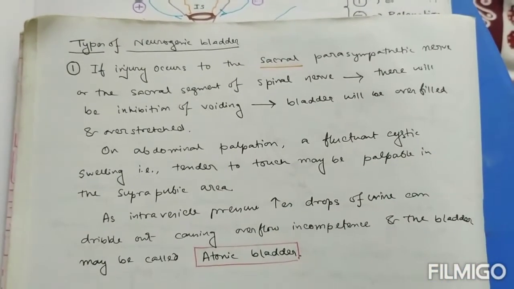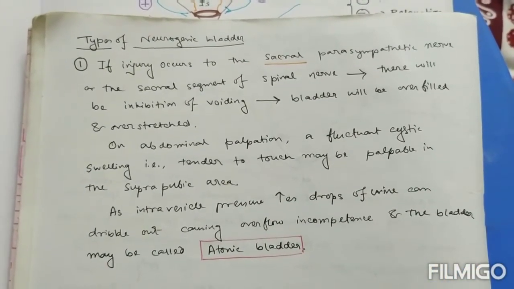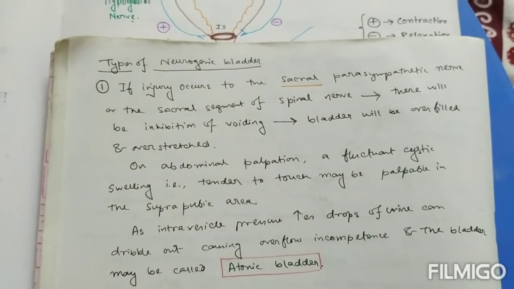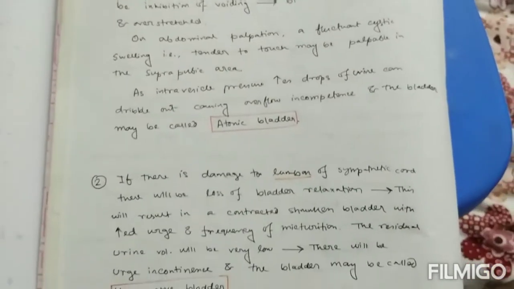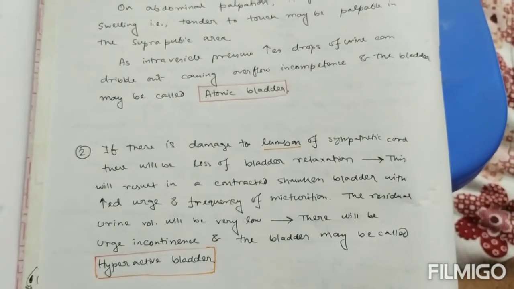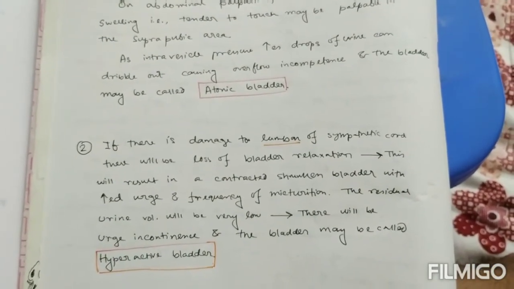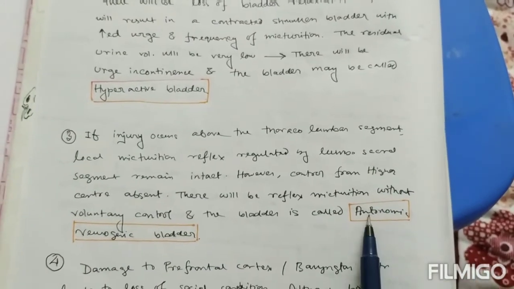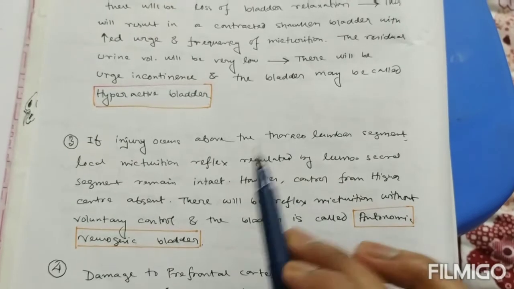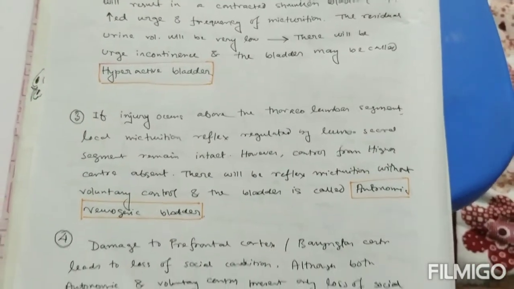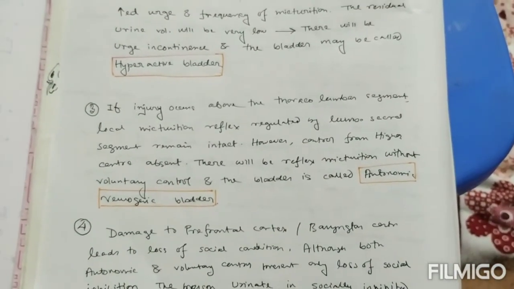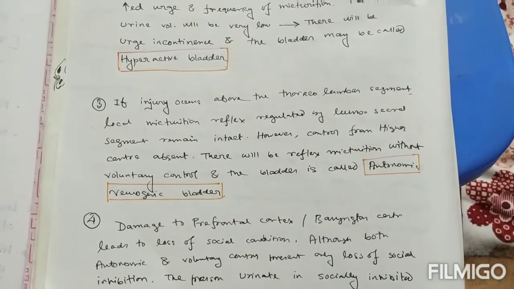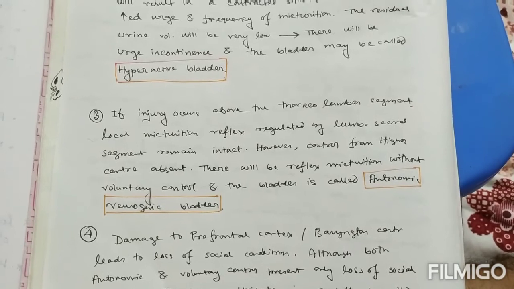So number one is atonic bladder. It is caused due to injury in the parasympathetic nerve fibers. Hyperactive bladder is due to damage of the lumbar sympathetic cord. And autonomic bladder, here the higher centers are damaged. And finally the prefrontal cortex area is damaged, so there is a loss of social inhibition.